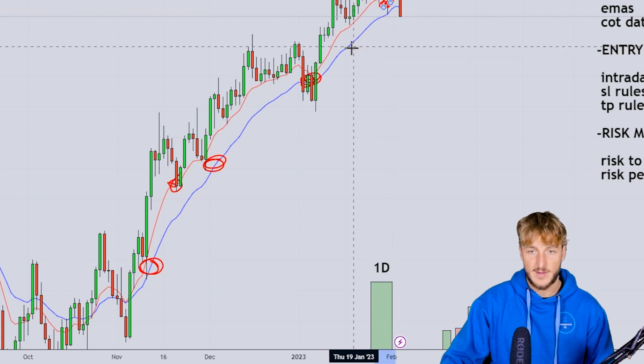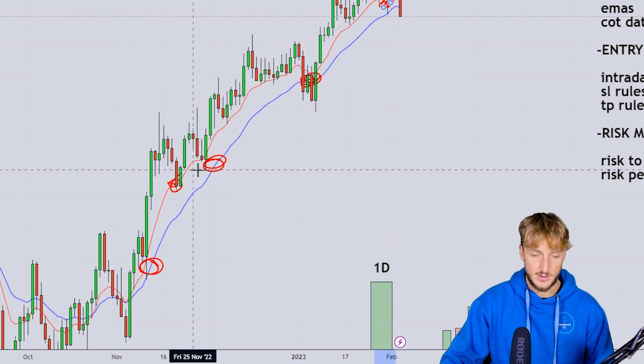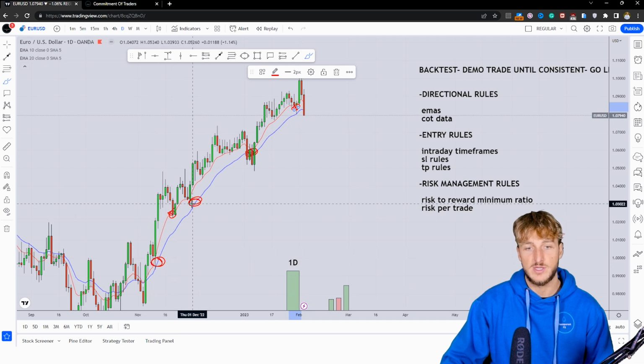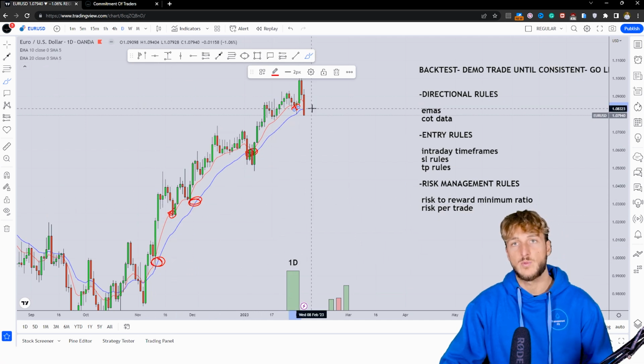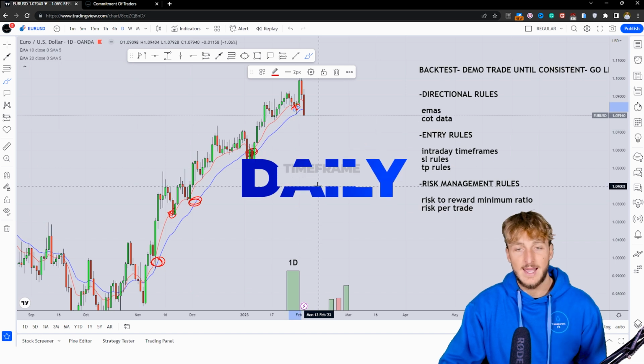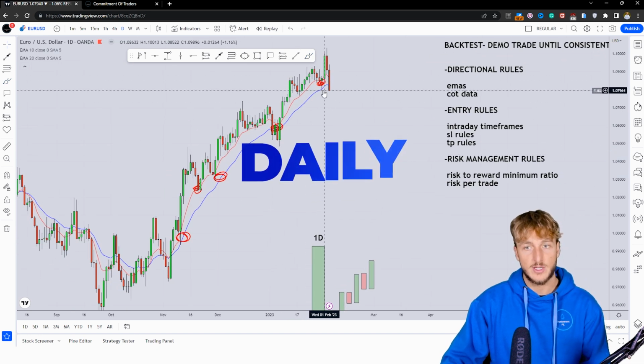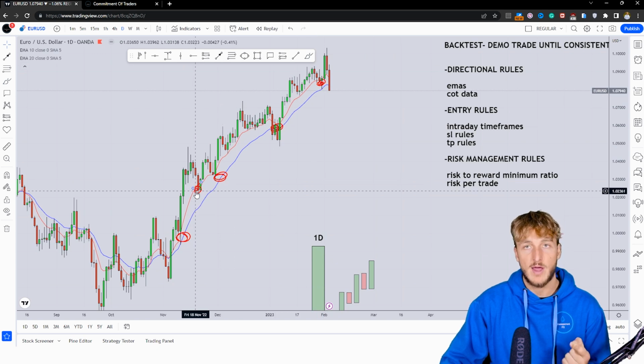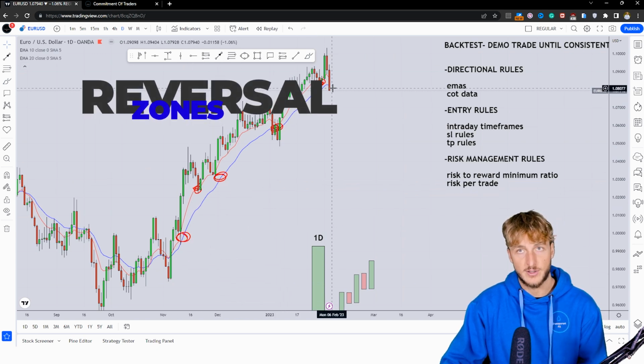Every single time that I have identified here with this red, by drawing it with red, the market retraced to the zone which is in between the 10 and 20 EMA and rejected to the upside. This means that in these zones, when the market retraces to the zone in between the 10 and 20 EMA, we have high probability of seeing a reversal higher, right?